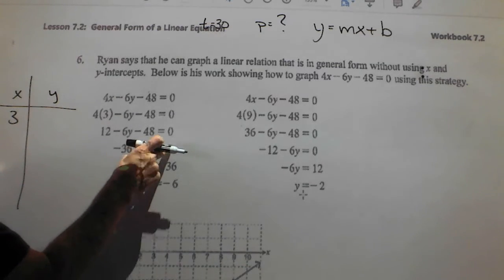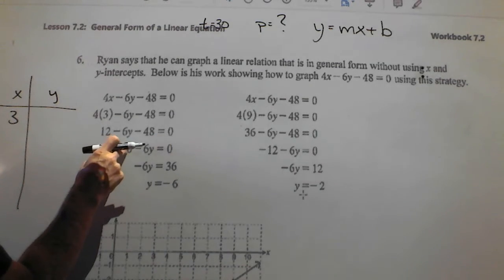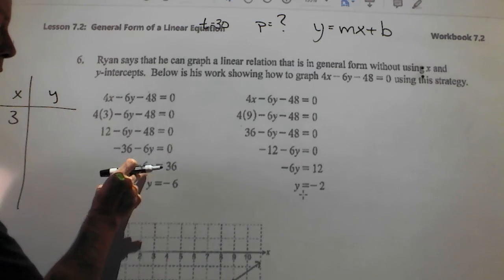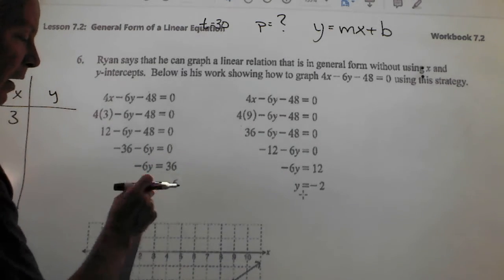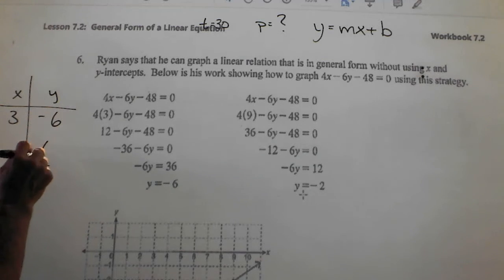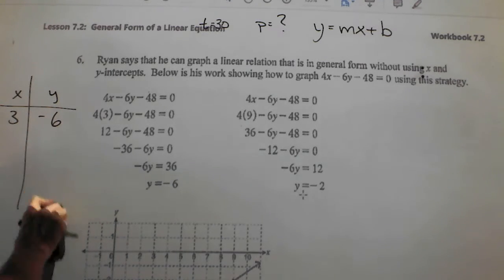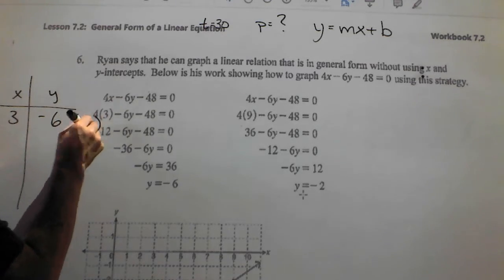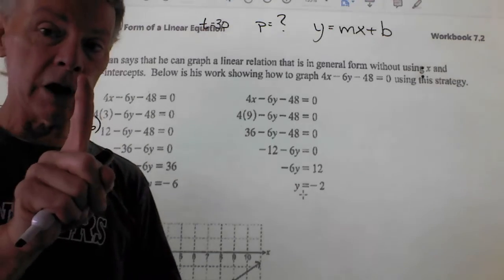He added 36 to both sides. That's why the 36 disappears from here, reappears over here. And then he divided through by -6, and that's how he came up with a y value of -6. That gives him 1 point, right? The point that gives him is 3 and -6. So he's got 1 point he can plot.